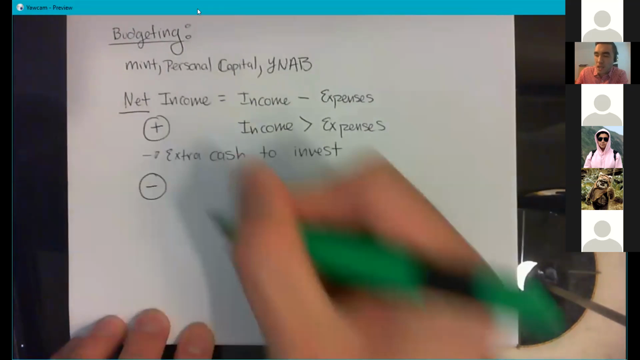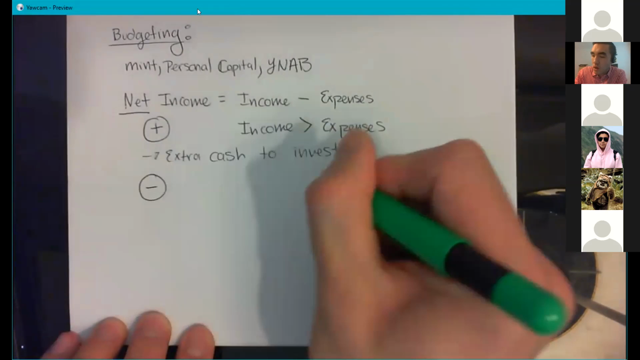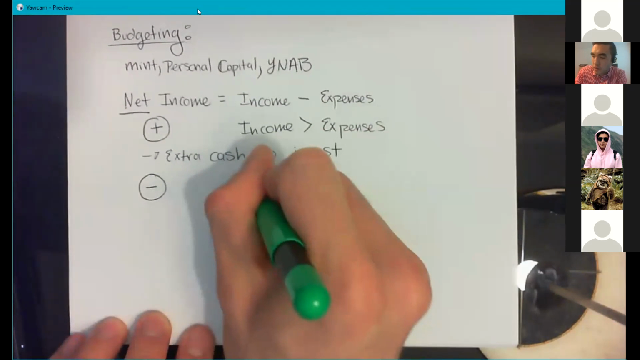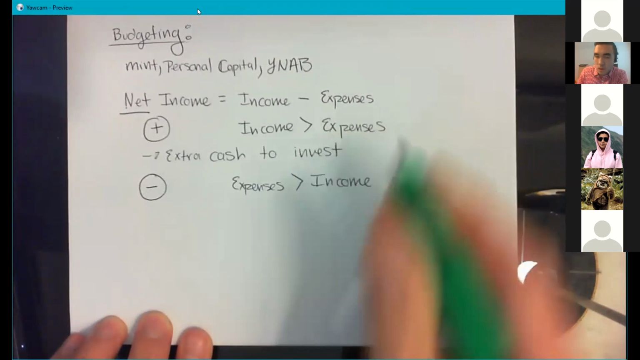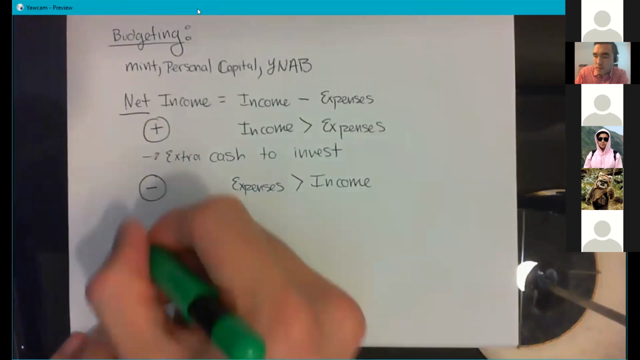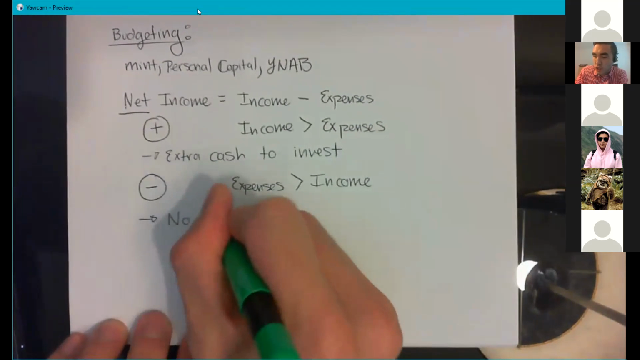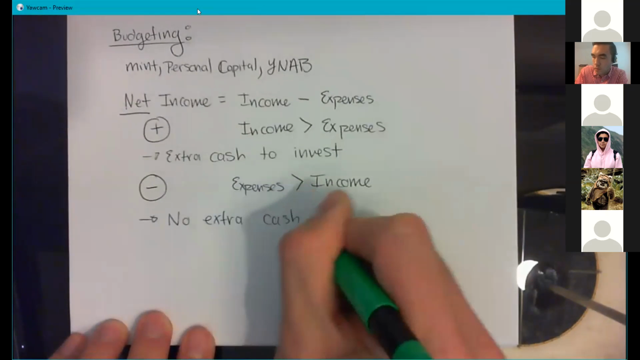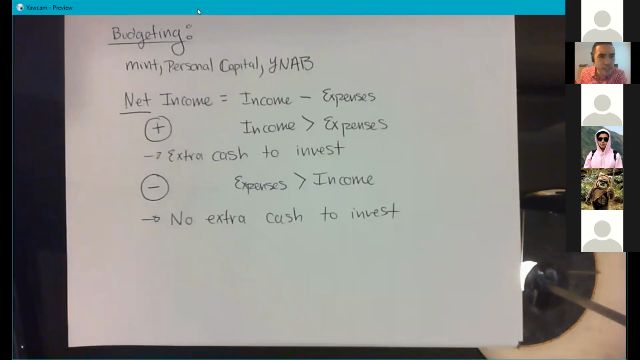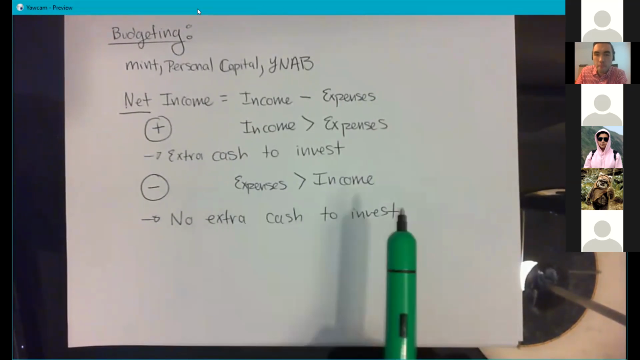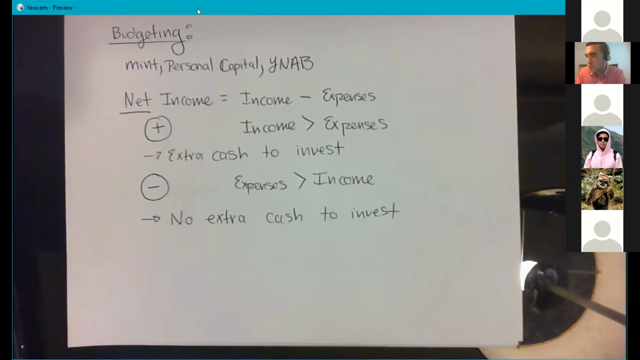However, your net income will be negative if your expenses are greater than your income. And this is problematic for two reasons. You have no extra cash to invest, which means that you can't make interest work in your favor. You can't be like, oh, I'm going to put money in that savings account and get that free 1% back on my savings account, right? Not only can you not take advantage of good interest, but guess what tends to happen to people in this situation?